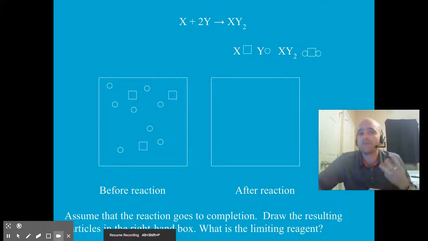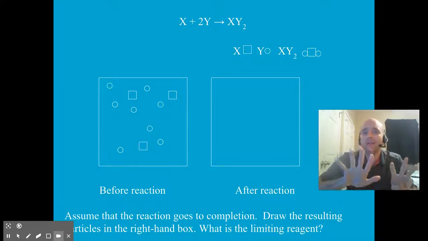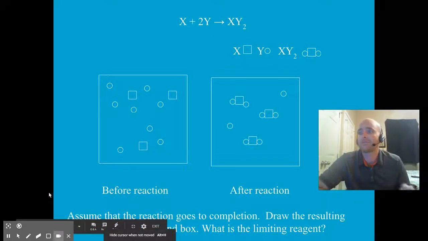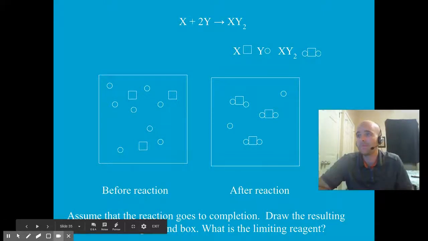There are 3 squares and 8 circles. That means that for each reaction, I will need 2 circles and 1 square. If I use the 3 squares together, that means I'm going to use a total of 6 circles. And so I will end up with 2 circles afterwards. I hope you got this.